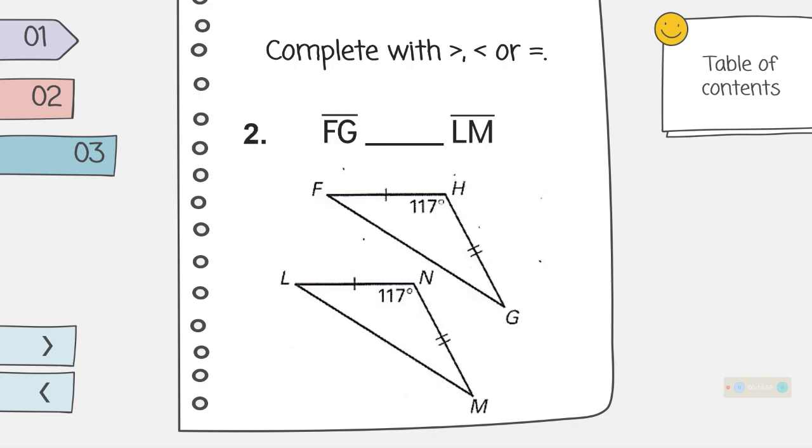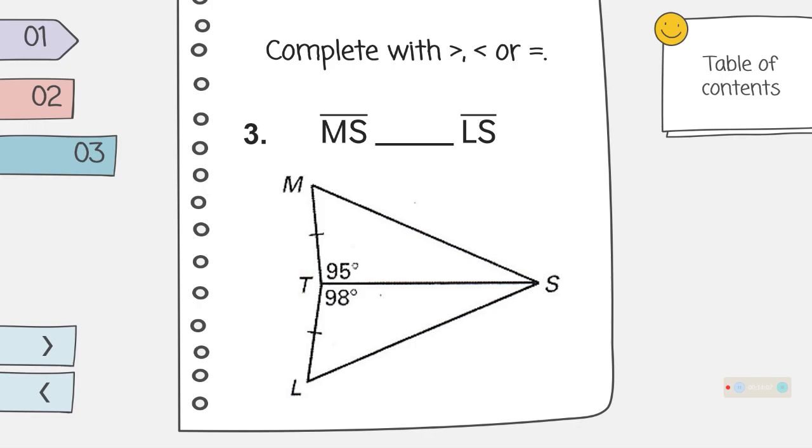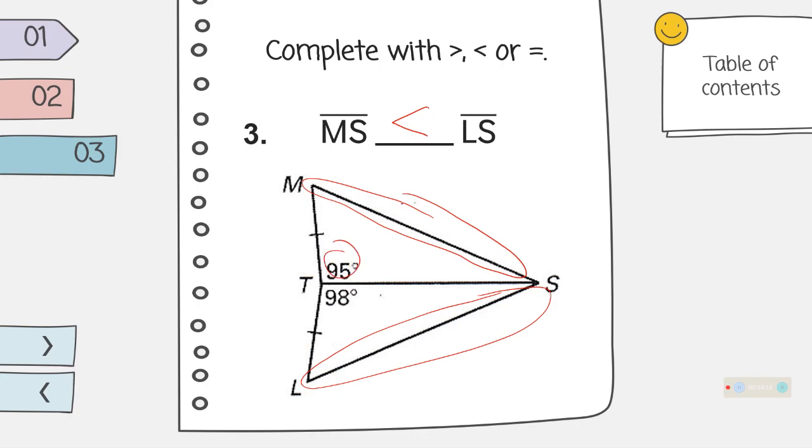Next, number 2, we have segment FG compared to segment LM. That's correct. They are equal. Okay, next, number 3, we have segment MS and segment LS. So we have less than because opposite this is only 95 and opposite this is 98. Okay, so that's why less than.